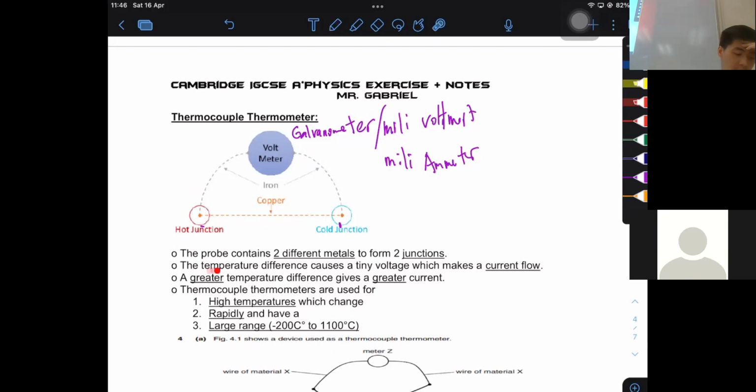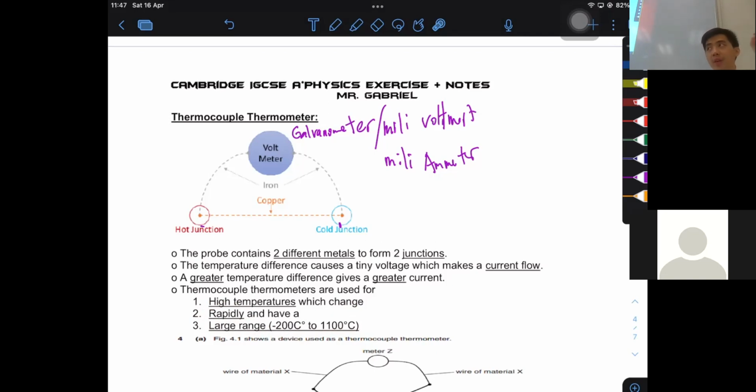And of course, the temperature difference causes a tiny voltage, which makes a current flow in the ammeter. A greater temperature difference gives a greater current. Like just now, the greater difference in temperature gives a larger reading in the galvanometer. Thermocouples are used for high temperatures which change rapidly and have a large range of -200 to 1,100 degrees Celsius. Sorry, 1,100 degrees Celsius here.